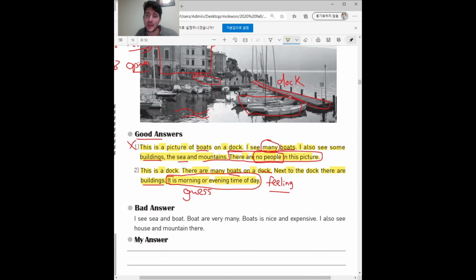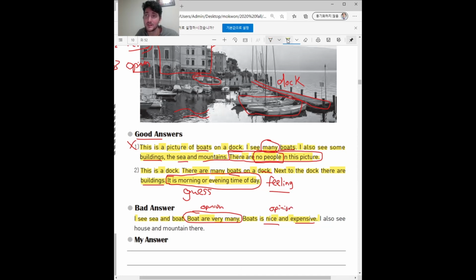We'll go ahead and read the bad answer. You got 안 좋은 대답. Usually it's just because 문법. "I see sea and boat. Both are very many." Actually, this one's not bad, right? Very many. Giving me some opinion. I do like that. "Boats is nice and expensive." Actually, this person has a very good opinion.